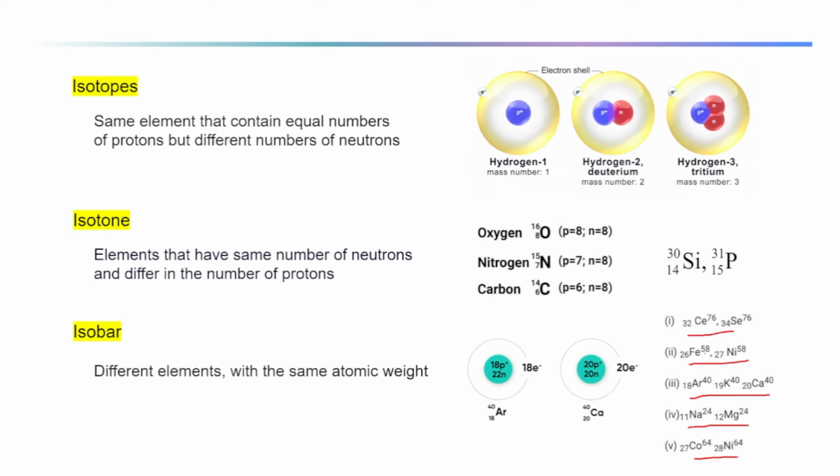So just a quick recap. In case of isotopes, we have the same number of protons but different numbers of neutrons. In case of isotones, that is exactly opposite. We have the same number of neutrons but different numbers of protons. And in case of isobars, both the numbers of protons and neutrons are different, but we have the same atomic weight.